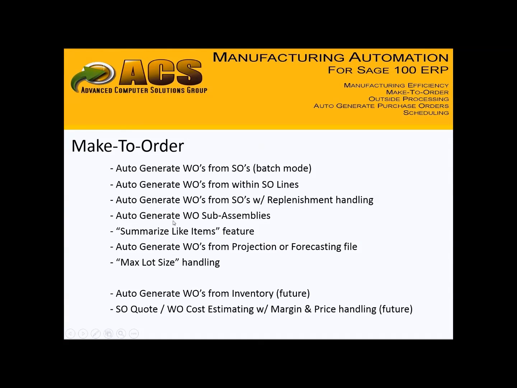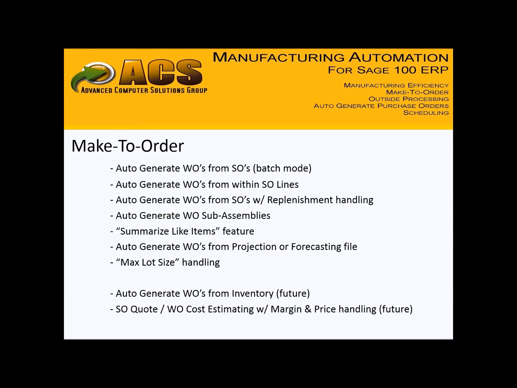Okay, I'm going to go ahead and jump into make to order now. What we've provided here is the ability to auto-generate work orders from sales orders. We allow you to do it whether you're doing it in what we call batch mode, where you can give a range of orders, a range of order dates, and do a whole bunch at once, or whether you want to go into the sales order line, and while you're on a sales order line, auto-generate a work order right there.